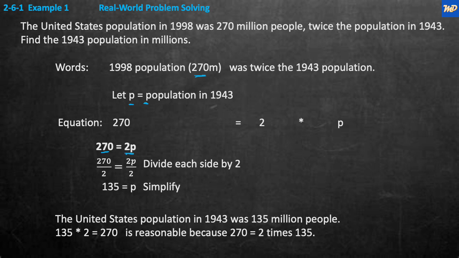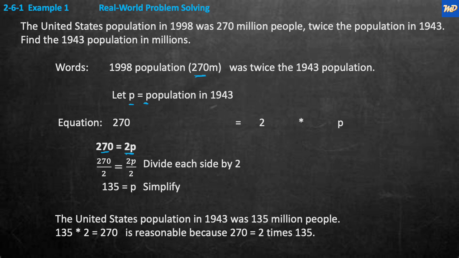So what is the population in 1943? Well, we have to get the p. The first rule is to get the variable by itself on either the left or the right side. So we're going to get it by itself on the right-hand side. In order to do that, the p is multiplied by 2, so we're going to have to divide by 2 to get rid of the 2. And 2 divided by 2 is equal to 1, and you'll have 1p when you're done.